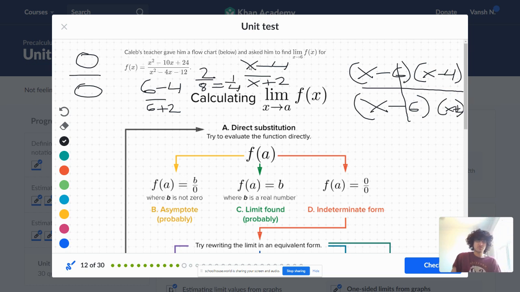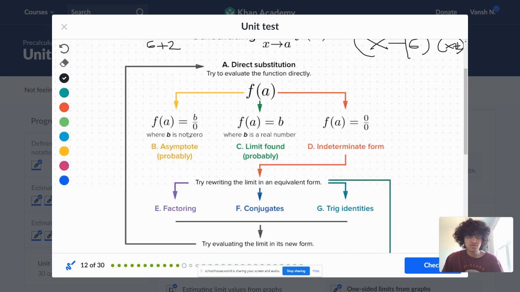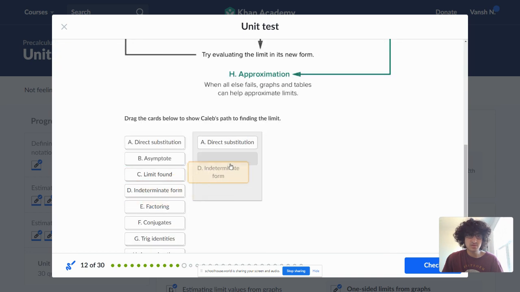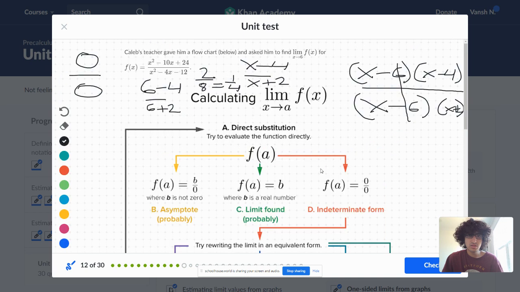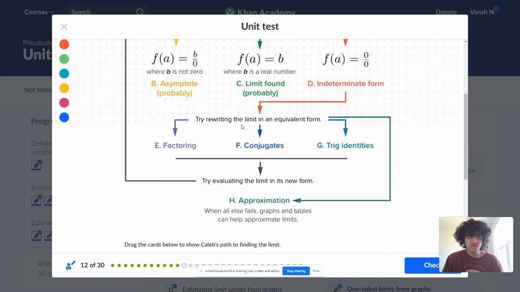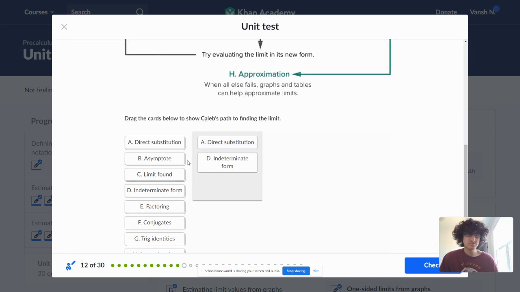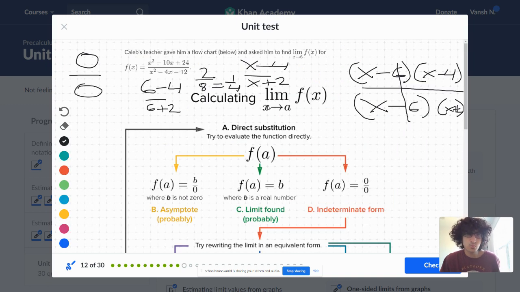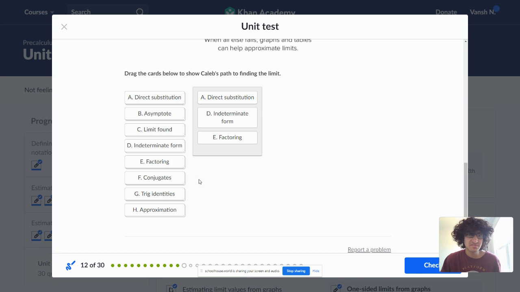So what did I do? We got an indeterminate form, so the next one should be indeterminate form. And now try rewriting the limit by factoring. After factoring, try evaluating the limit in its new form. We did find the limit to be 1/4. So then the last one should be limit found, right?